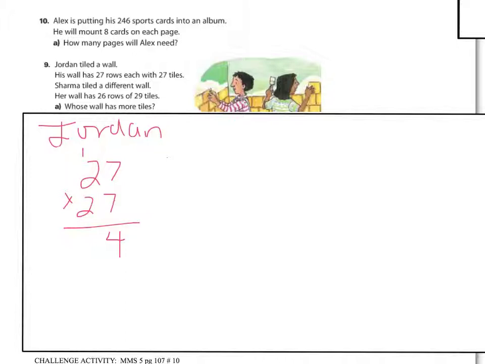Now I'm still working with this 7 in the ones place, and now I have to go across to the tens place. So 7 times 2, well, that's 14. I have to add in that 4, 18. That goes underneath the 2 with the 1 over on the side here.